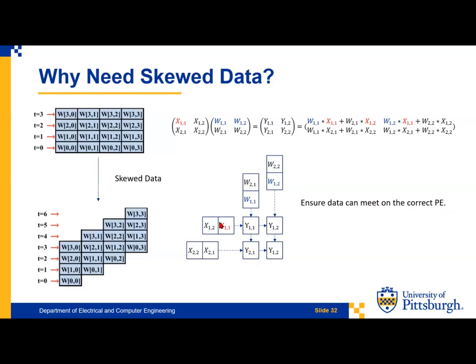For example, here for the y12 operation, the result, the y12, we need the w12 times the x11, right? So at the first cycle, the x11 will be in y11, and the next cycle, the x11 will be in the w12. So we need to make sure the x11 could meet the w12, and then they can do the multiplication. So we need to skew the data.